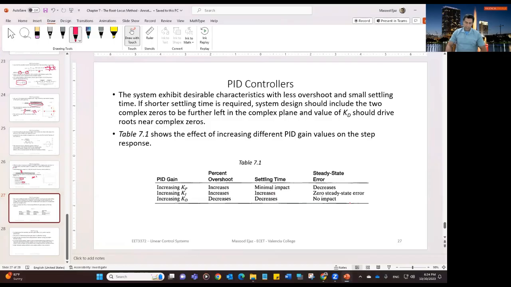And if you increase KD, then percent overshoot will decrease, settling time will decrease, but the steady state error will not have any impact. So basically KD, the derivative, is controlling how fast or how slow it should go towards the target, so it won't go above the target, as we saw in the video. But it's not going to affect anything as far as steady state error is concerned.